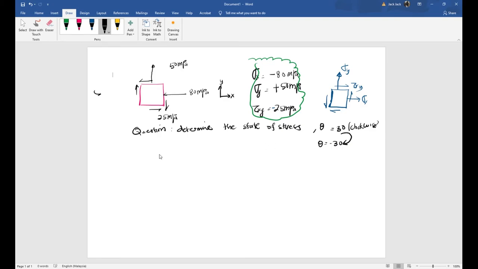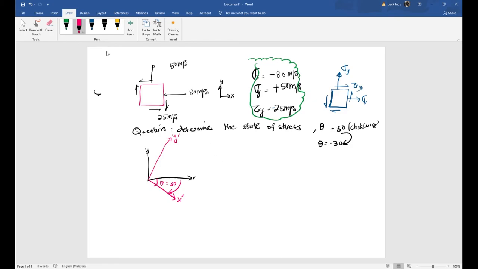So if you want to draw the orientation of the element, this is our original xy axis, and then the new orientation of the axis, due to the rotation of theta with minus 30 degree, will turn to be like this. So this will be your new axis, x prime, and this one is your theta, 30 degree clockwise, because we have a minus sign here. So this is the rotation of the xy axis, and this will be your y axis. We denote this one as x prime and this one as y prime.